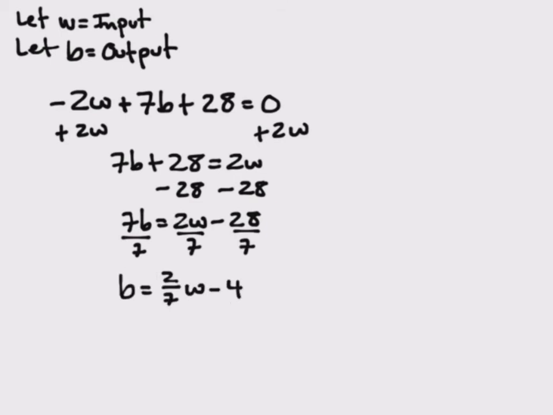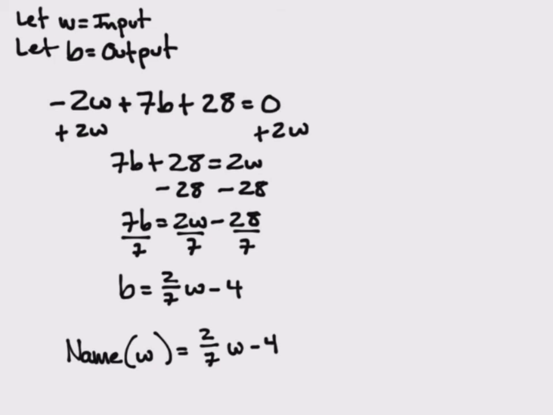So now that we have our function in output equals form, now we're ready to put this in function notation. Whatever name we like to use, we would write this as name evaluated at the input w equals 2/7 w minus 4. Now, of course, the input could be anything, and that's why we use a variable here to represent it.